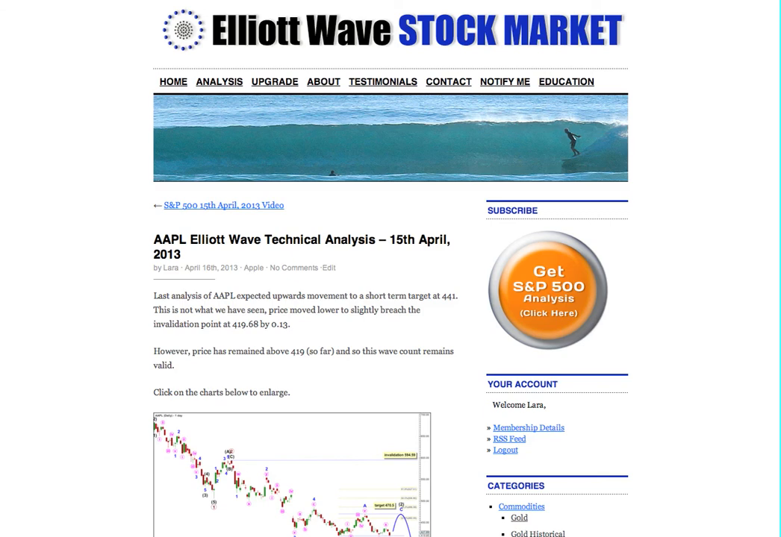If it breaches 419, I'll expect we may be in a third wave down, or intermediate wave 2 could be moving sideways as a flat correction.